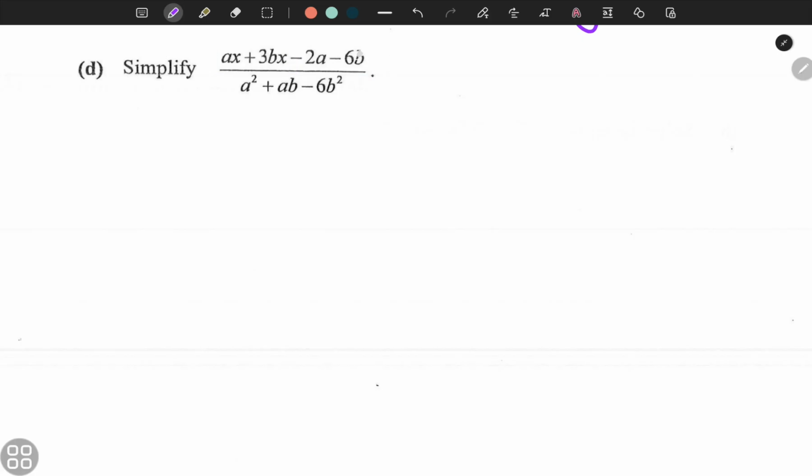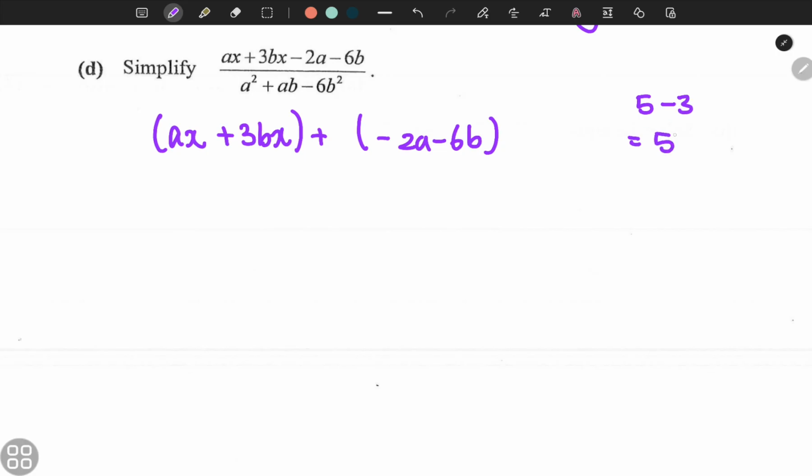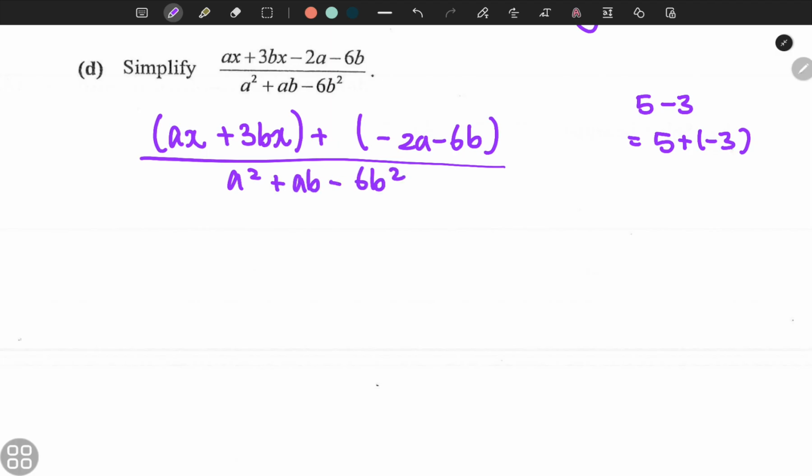Okay, let me rewrite that instead because it looks a bit messy. So I have ax plus 3bx plus this entire thing negative of 2a minus 6b, because 5 minus 3 is the same thing as saying 5 plus negative 3. Okay, so that is my numerator. Denominator, I'm just gonna copy it as it is first.